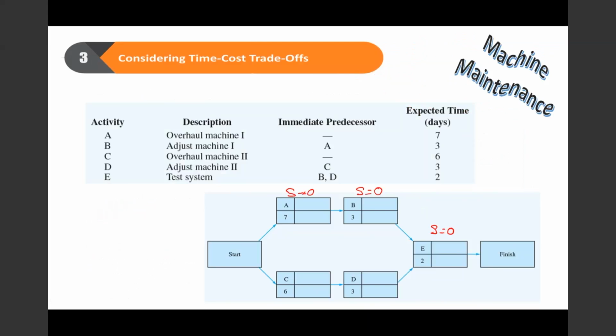Activity A is 0, 7, 7, 10. Then 0, 0, 7, 7. B is 7, 7, 10, 10. Activity C is 0, 1, 6, 7. Activity D is 6, 7, 9, 10. And activity E is 10, 10, 12, 12. So this is our network.